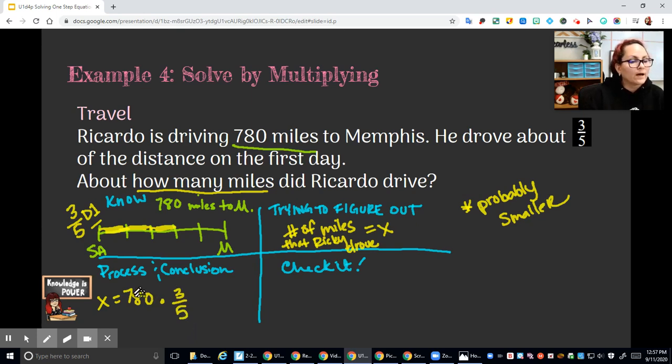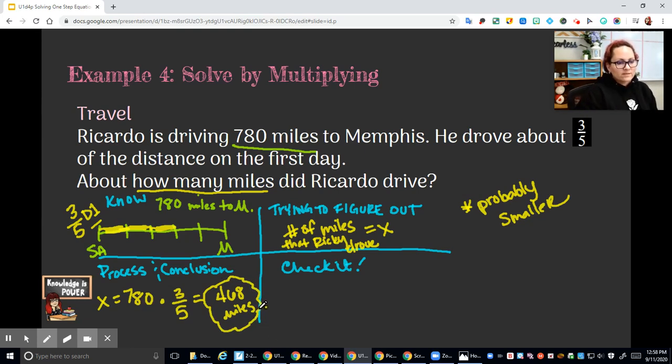Okay, so I'm going to go ahead and put this in my calculator. 780 times 3 divided by 5. Give me a second. All right. So I'm looking at 468 miles, which is a number smaller than 780. Perfect.